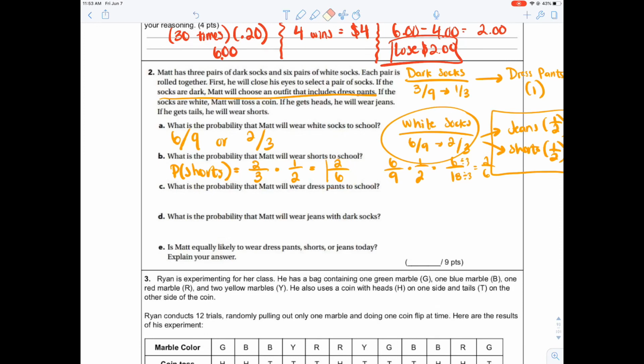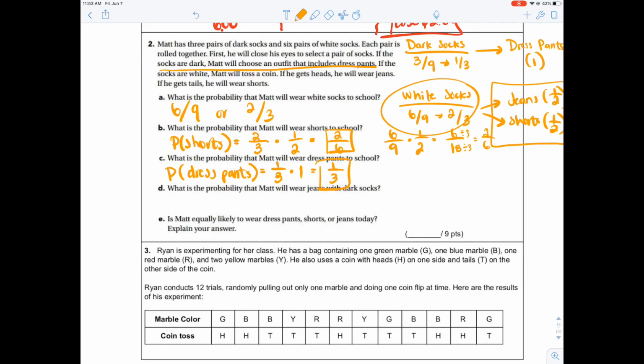What is the probability that Matt will wear dress pants to school? So remember that the probability of dress pants relies on whether or not he wears dark socks, okay? So the probability of dress pants is equal to, we need to take the probability of dark socks, so I'm going to use the simplified version of 1/3. You can use 3/9 or you can use 1/3. And then we're going to multiply that by the probability of dress pants. Well, we said the probability of dress pants, if he chooses dark socks, is 1. So what's 1/3 times 1? It is 1/3.